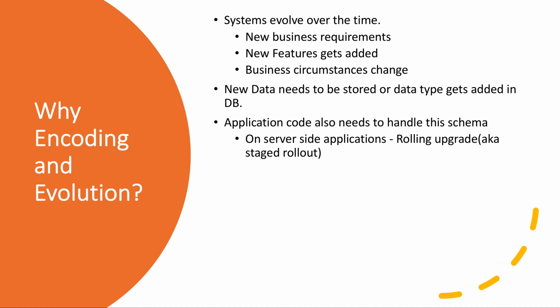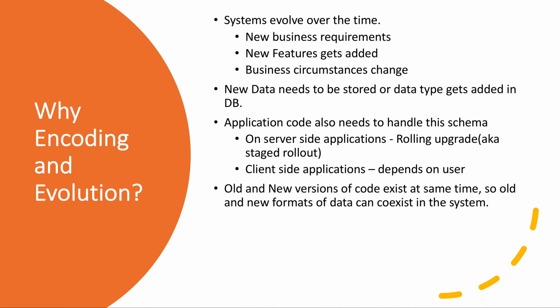So how does our application handle this change in schema? On the server side, we have to do a rolling upgrade, which means that some of the servers might hold the new version of the application, whereas some servers might be running the old version. This is done to ensure that our new version runs smoothly and we do not get any errors. Whereas in client side applications, it totally depends on the user when he installs or upgrades the application. So that means that old and new versions of the code, and also old and new formats of the data, can coexist in our system at the same time.